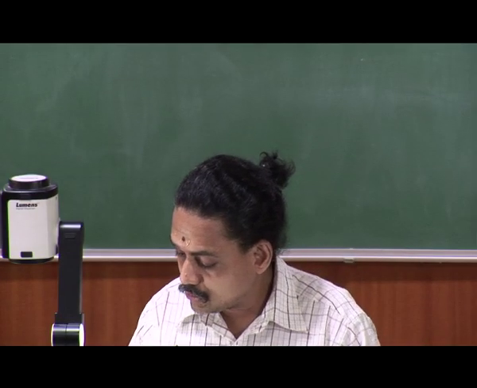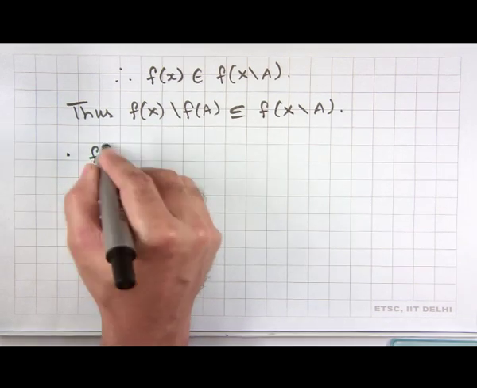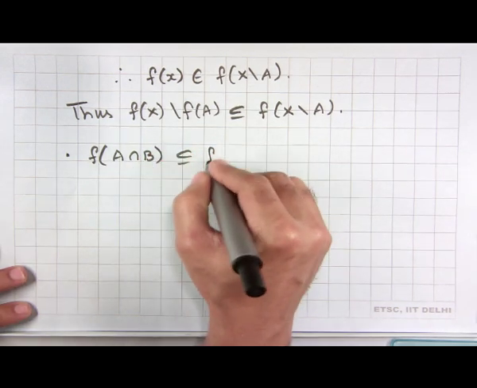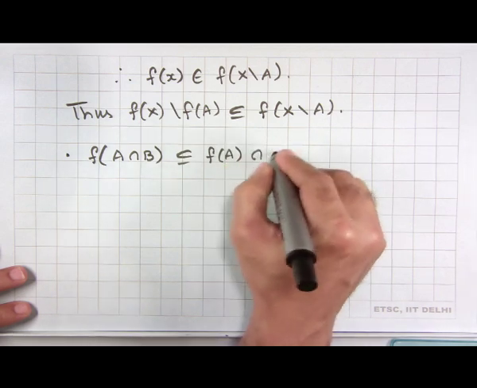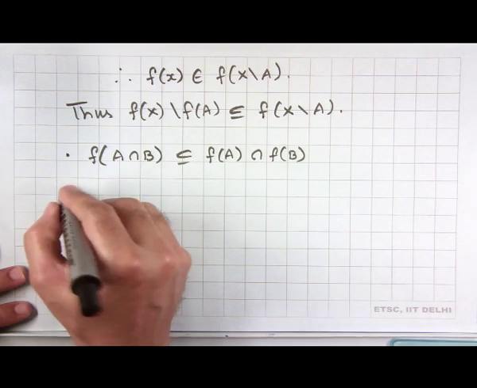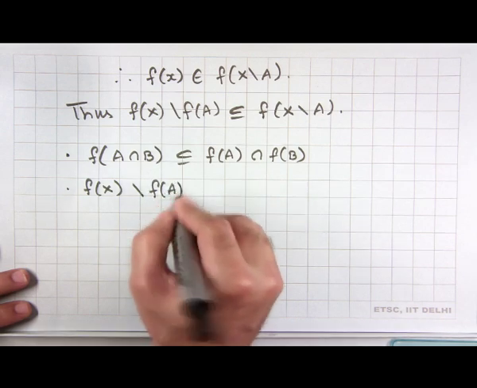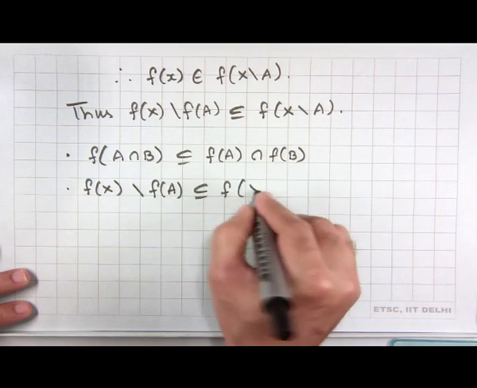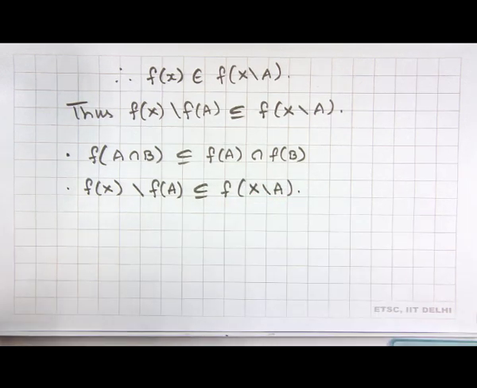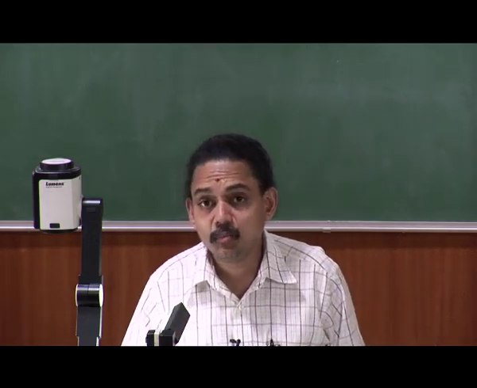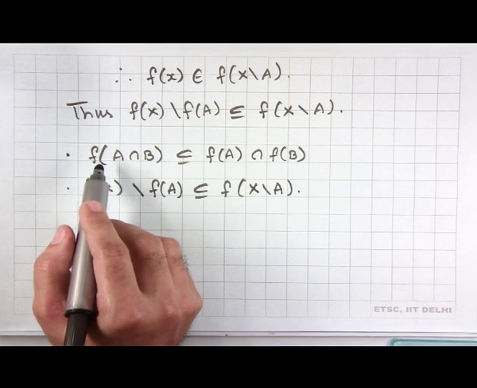Now, let us look at the two things that we had. f of A intersection B is contained in f of A intersection f of B, and the second one, f X minus f A is contained in f of X minus A. What is lacking for a function so that equality holds in these cases? Or what do we need more on f so that equality actually holds?